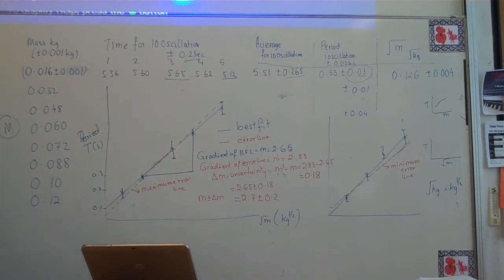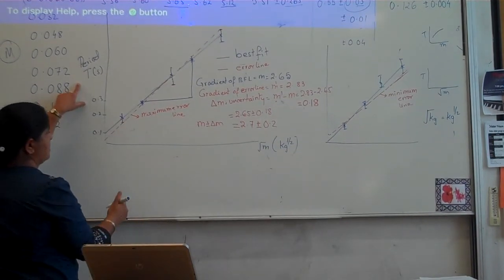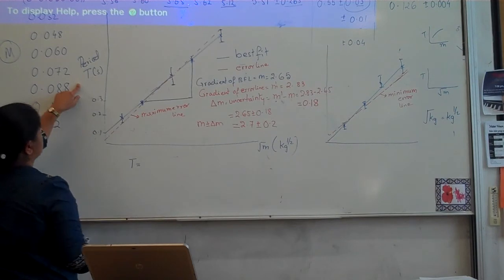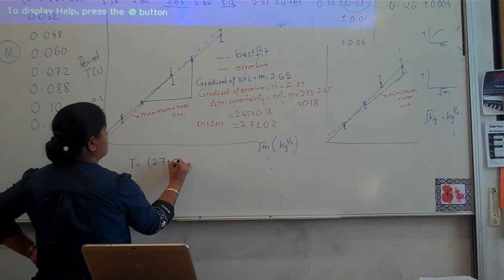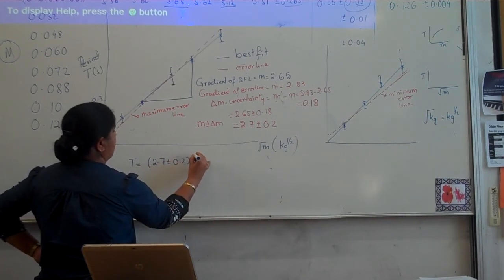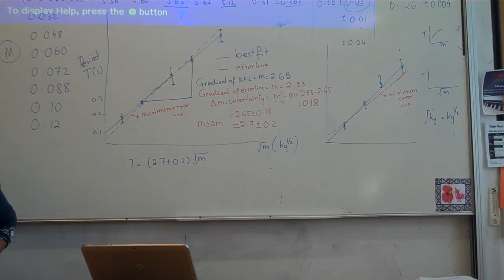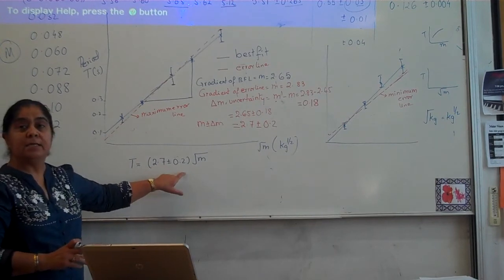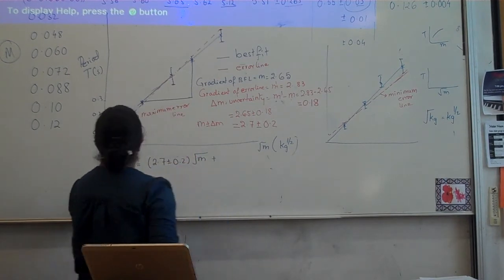Then you write the mathematical equation of this line, like how we write y equals mx plus c. What is y here? Y is t, m is the gradient, so that's 2.7 plus and minus 0.2. The reason I have the bracket is because my x value should be multiplied to both of them. If I don't have the bracket, that means it's only multiplied here. Get it? And then I write the intercept, plus c.